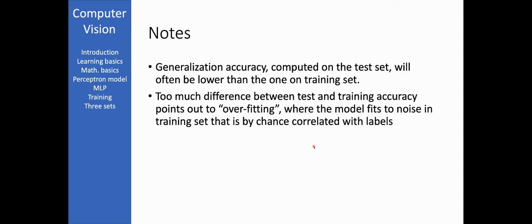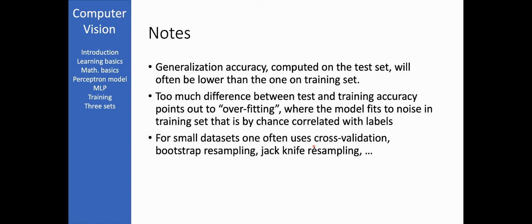Too much difference between the test and the training accuracy points to what's called overfitting. So your model fits to noise in the training set, and it's not fitting to the real pattern that gives you the ability to predict the labels. These noise patterns actually correlate with the labels in the training set by chance. And if you have a very complex model, then it will basically fit to it.